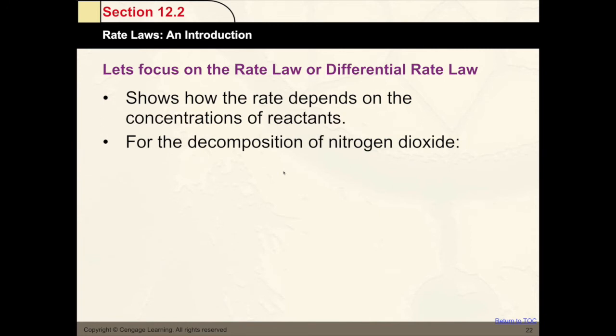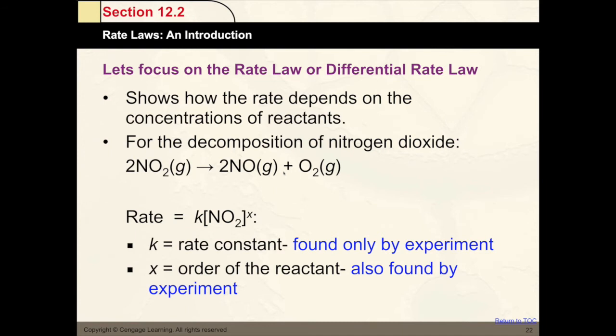So again, for the decomposition of nitrogen dioxide, here's your equation. We would set up an equation called rate equals k, which is a constant, and it's found only by experimenting, times the concentration of the NO2 raised to a certain power. And again, this certain power can only be found by experiment. And this, again, is just your molarity. What they do is they look at the molarity of the reactant to start with, and they only focus on that, because they can watch that very carefully and monitor that, and they don't worry about the products.